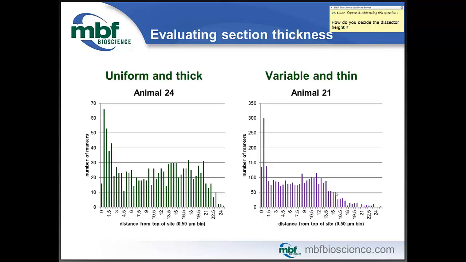And you can see that you can even use this process on an individual animal basis, because this animal here, animal 21, it's already too thin to handle 18 microns for the dissector and guard zones. So I would choose a different dissector height in that case.